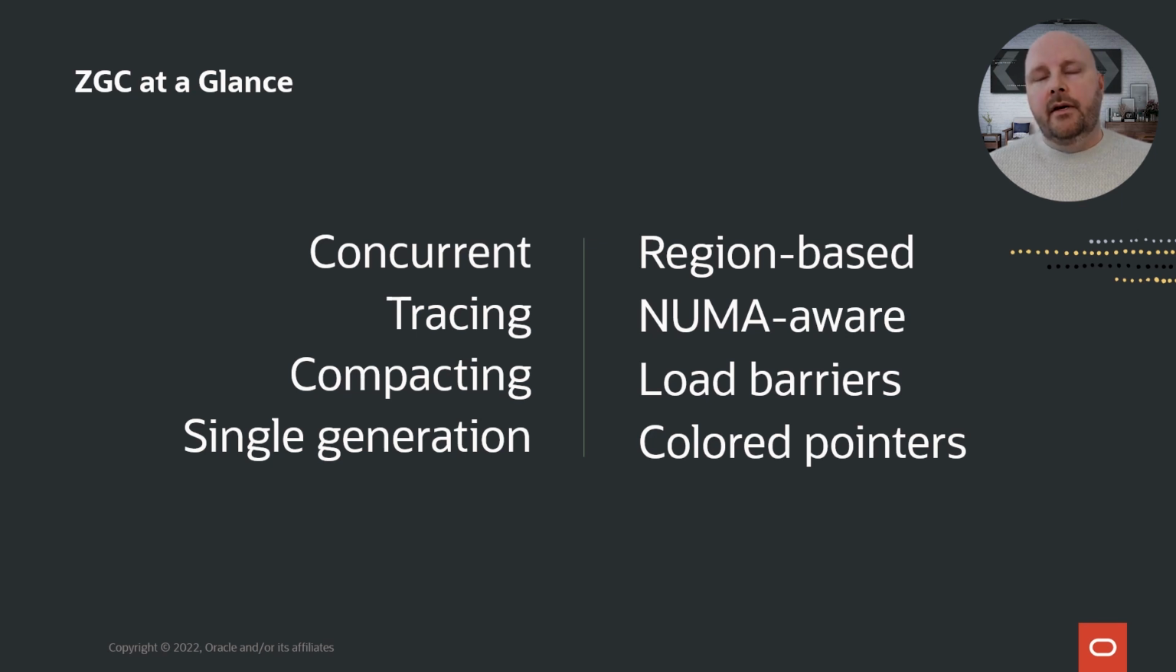ZGC is NUMA aware, which means that whenever a Java thread allocates an object, that object will end up in memory that is local to the CPU this Java thread is executing on, and thereby will get the best memory latency when that object is later accessed. ZGC uses load barriers and colored pointers. Those are the two main techniques to achieve concurrency and allow for garbage to be collected while Java threads are still running.